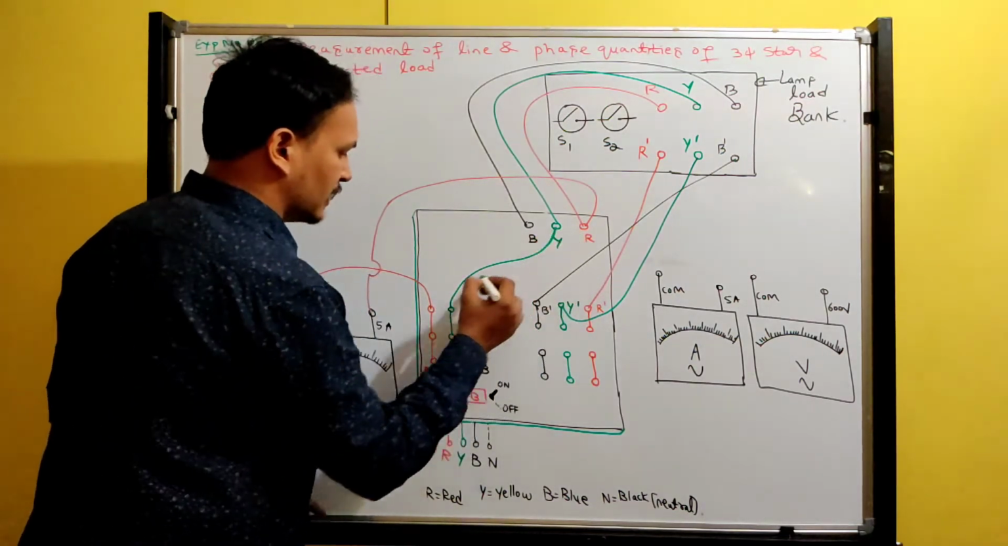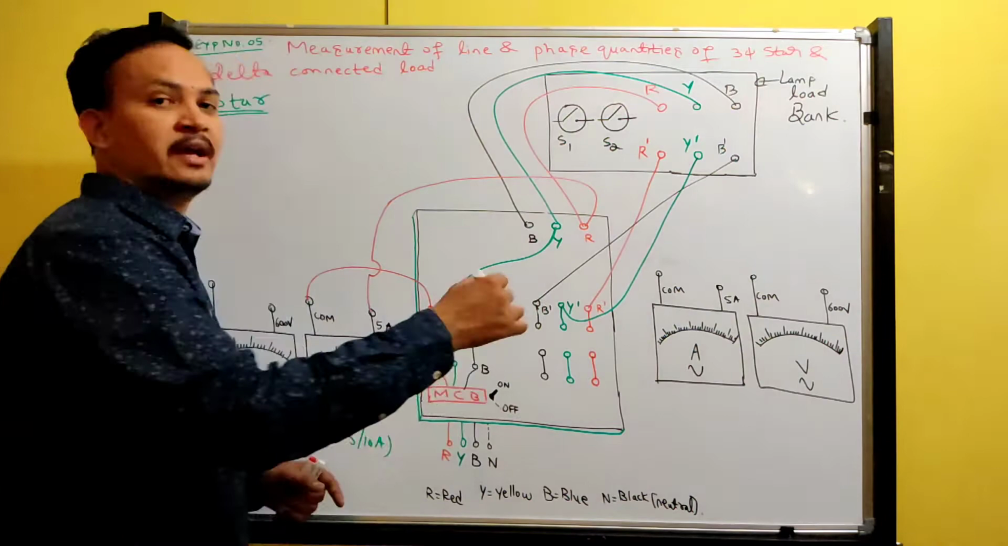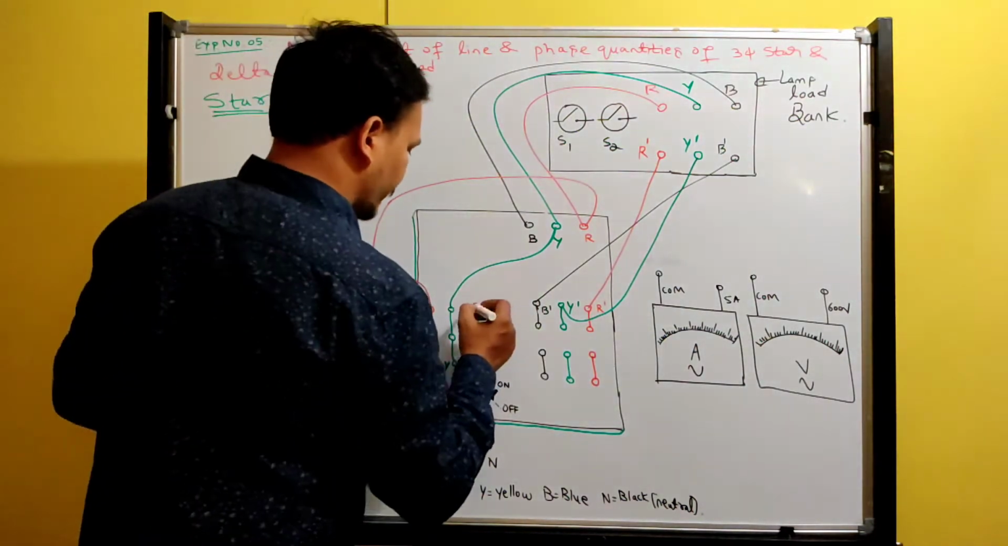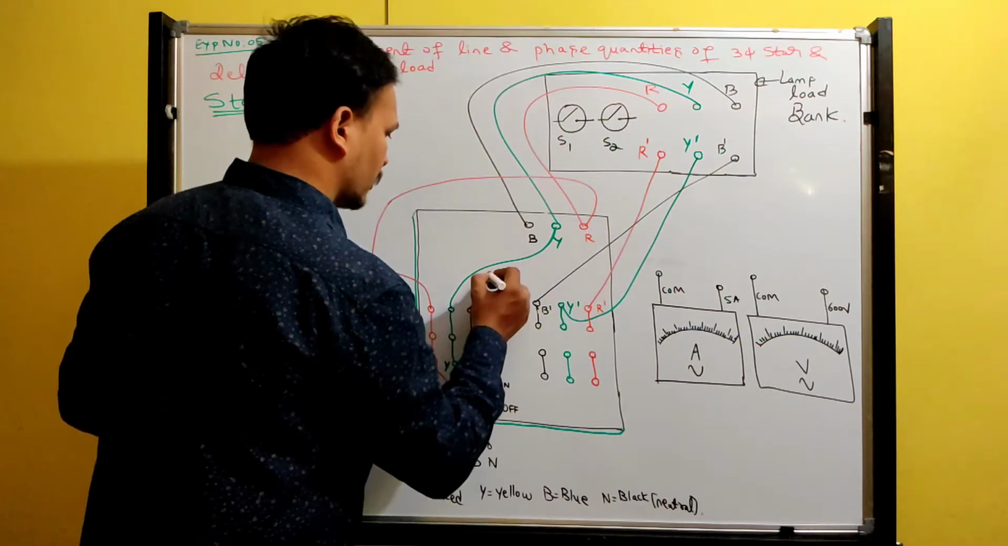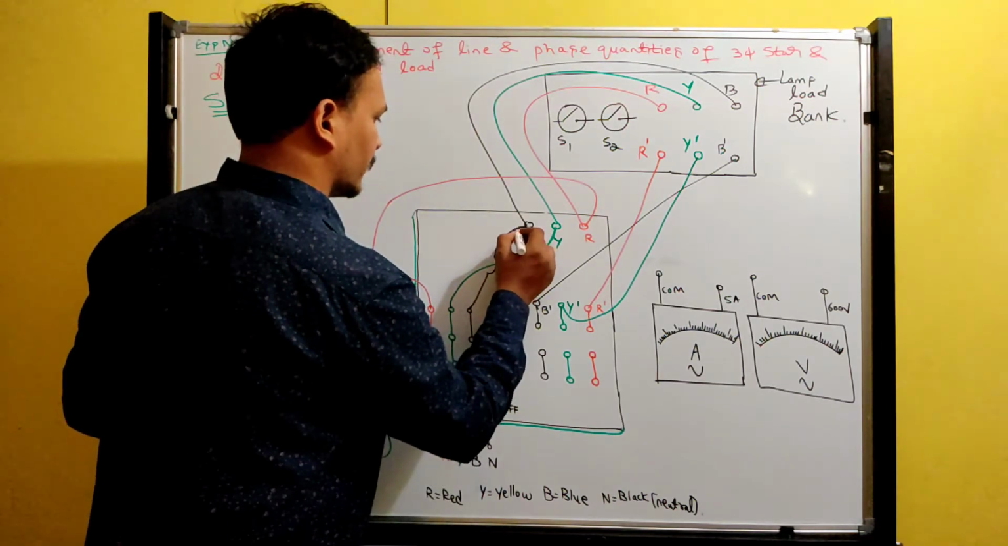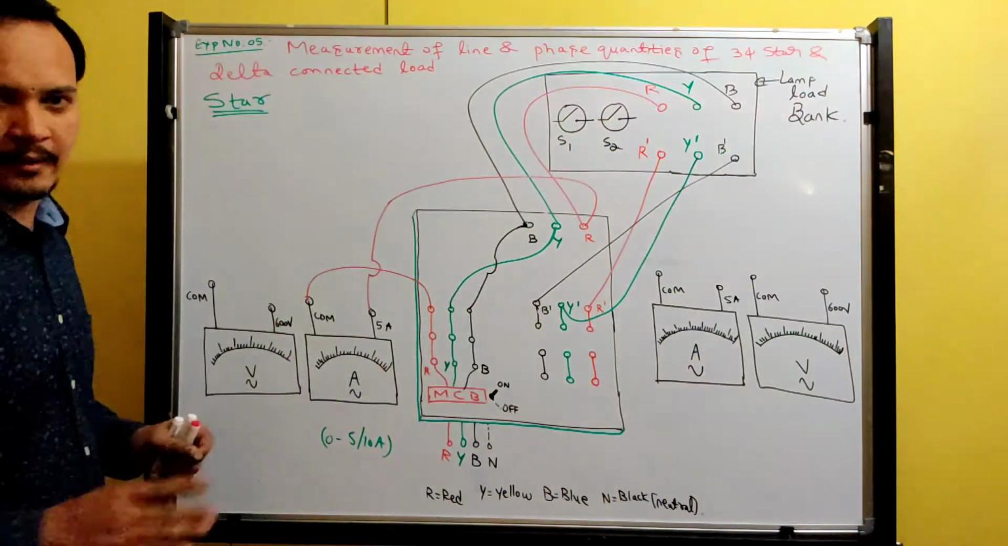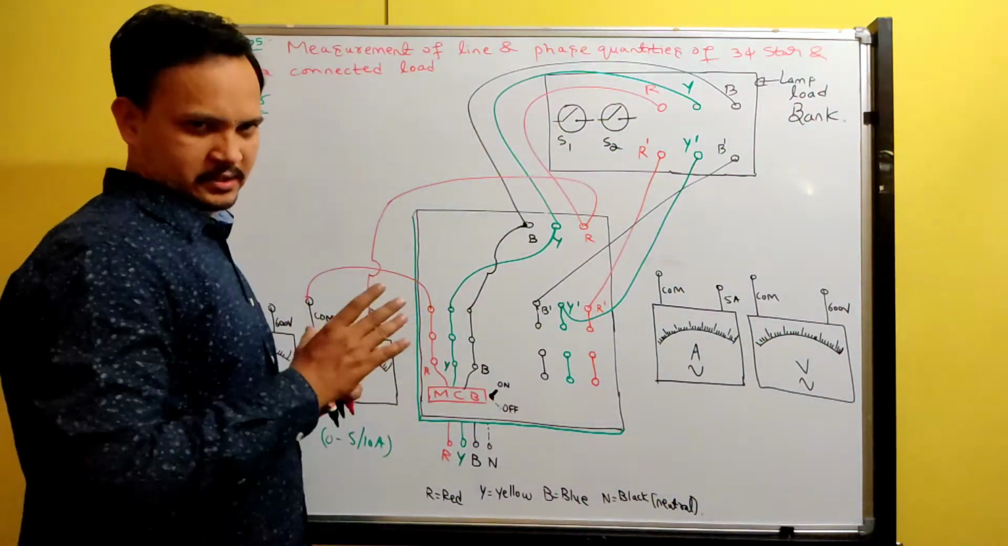Okay. So directly you join Y to Y, you join it directly. Simply close your eyes and join it. Then B to B, you join it. Join B to B with the wire. So this is the first step.